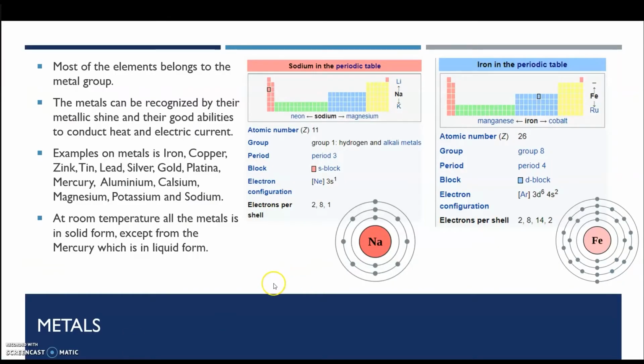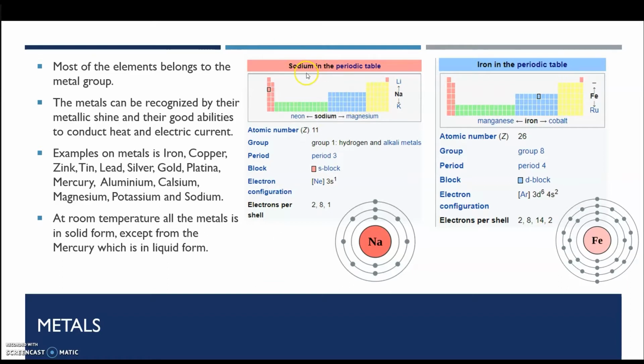Most of the elements in the periodic table belong to the metal group. The metals can be recognized by their metallic shine and their good ability to conduct heat and electric current. Examples of metals are iron, copper, zinc, tin, lead, silver, gold, platinum, mercury, aluminium, calcium, magnesium, potassium, and sodium. At room temperature, all the metals are in solid form, except mercury, which is in liquid form.